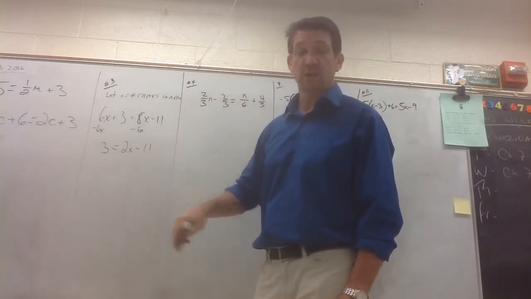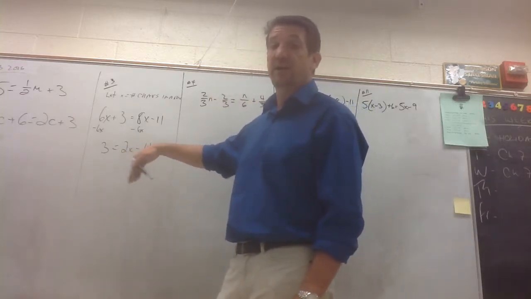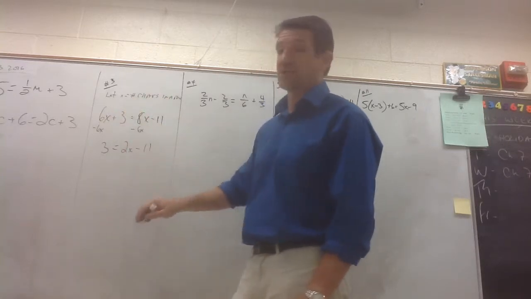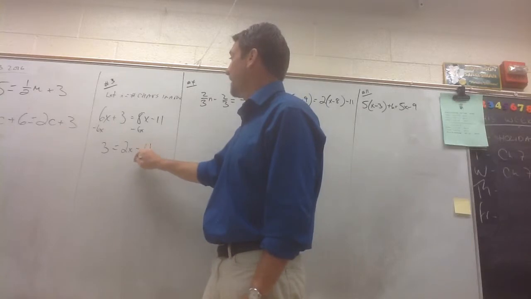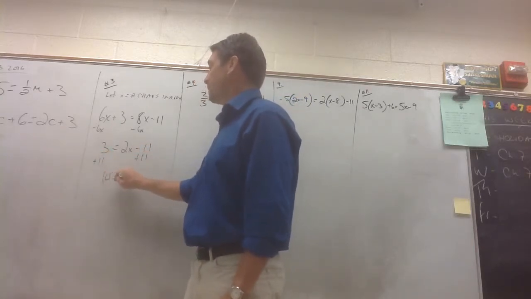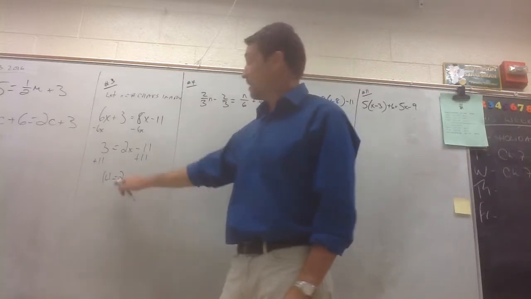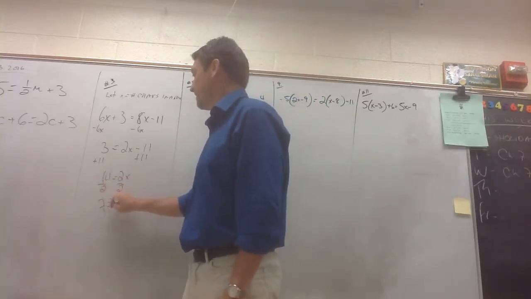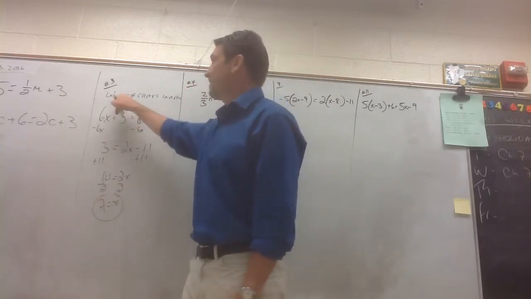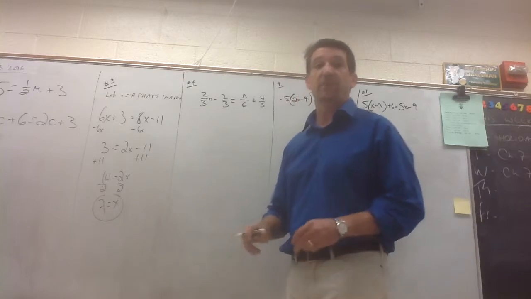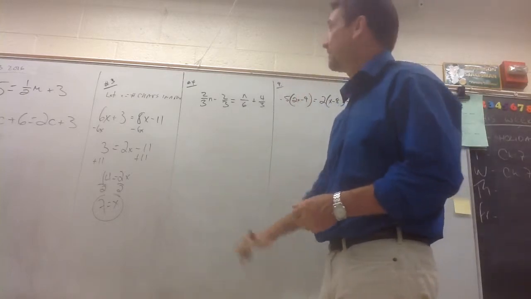Two-step equation. You should know how to do these at this point. If not, go back, check out the video on two-step equations. Undo this subtraction by adding 11 to both sides. 14 equals 2 times x. Undo multiplication by dividing both sides by 2. 7 equals x. 7 would be the number of chairs in each row. That's how you do question number 3 from Friday's assignment.